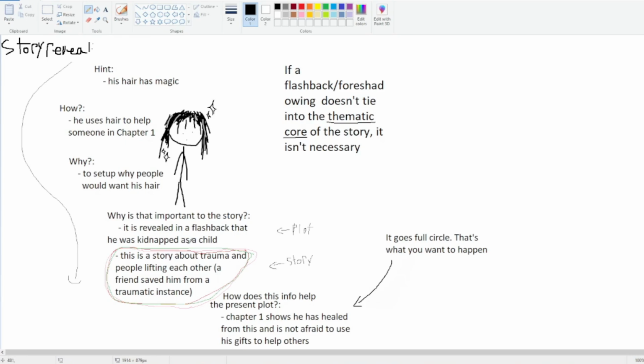So anyways, the why this would even happen is, how does this info help the present plot? Chapter 1 shows that he is healed from this and is not afraid to use his gifts to help others. And this is also helpful.